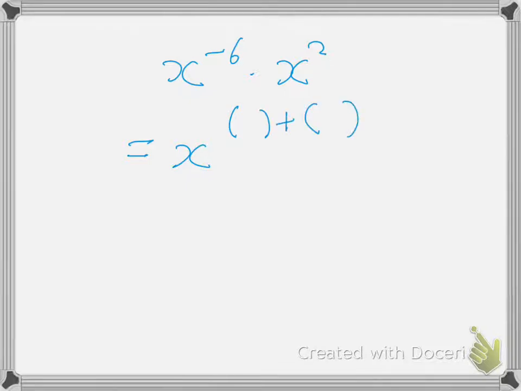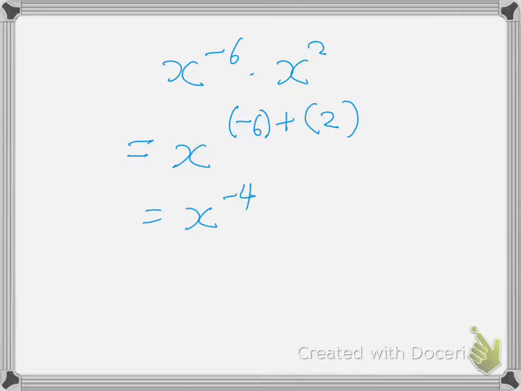Now let's look at another multiplication question. We will use negative powers, which is a little bit harder. So x to the negative 6 power times x squared. Multiplication is the sum of the exponent. So it's negative 6 plus 2. The answer is x to the negative 4th power.